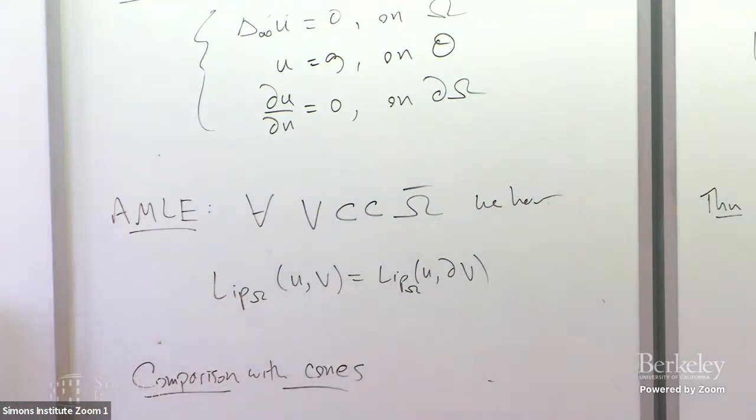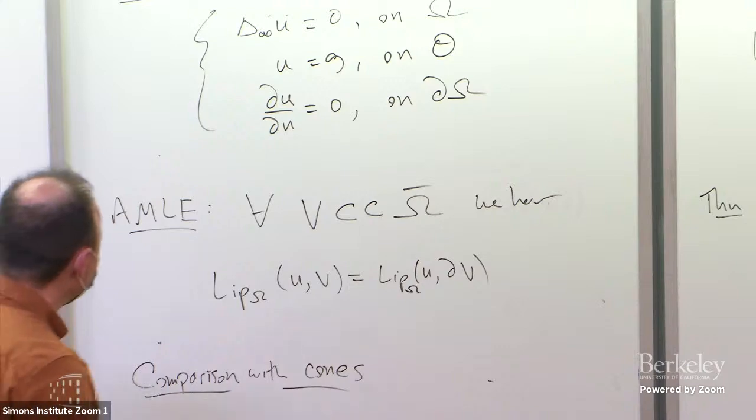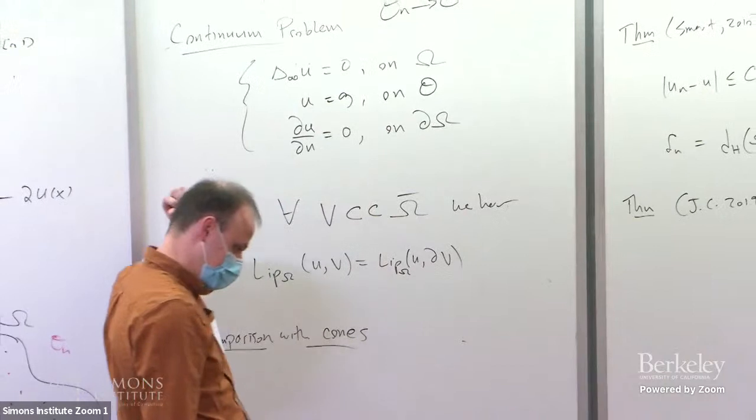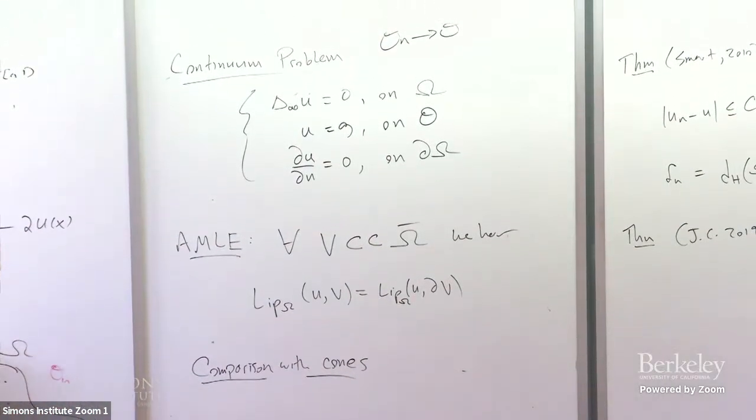So if you look at the sequence of minimizers for the p-Laplace energies, does that select the AMLE of the continuum of minimizers that you've got? It does in the convex setting. I would suspect it does in general. I'm not sure if we have a proof of that. Yeah. Thank you.